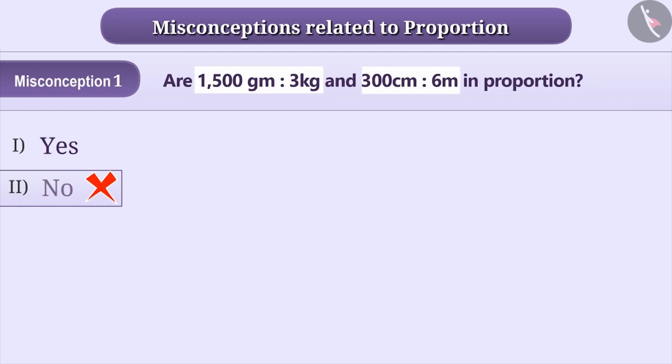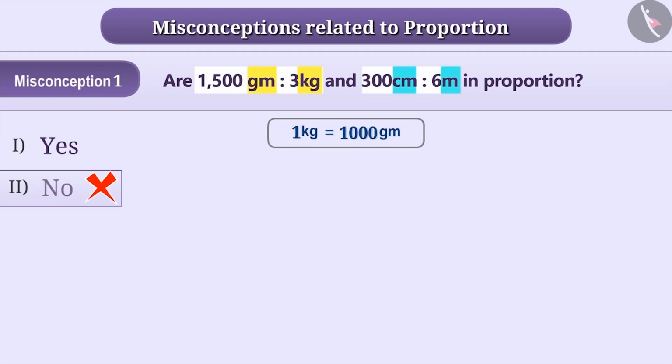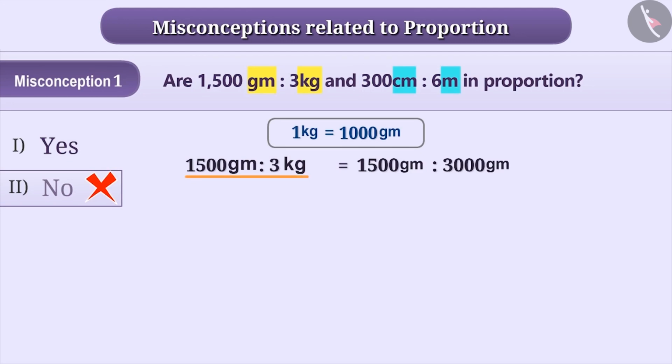The correct understanding is that the ratio of two different quantities can also be in proportion. To express them in ratios, we need to make the units of quantities equal. Since 1 kg is equal to 1000 grams, therefore 1500 grams is to 3 kg is equal to 1500 grams is to 3000 grams. Thus, 1500 grams is to 3 kg is equal to 1 is to 2.